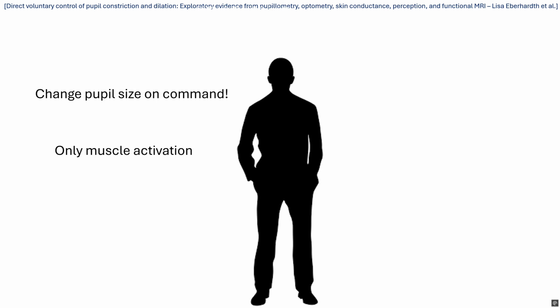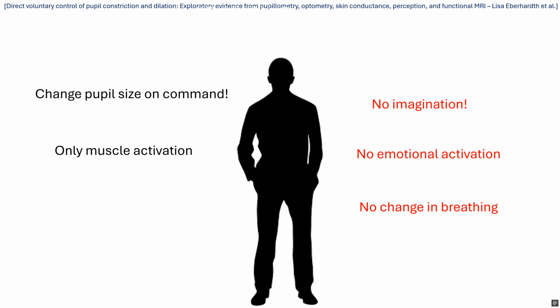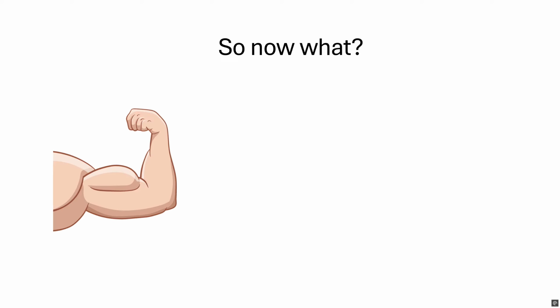Specifically, he stated not to use the imagination of brightness or other stimulation, not to self-induce emotional activation or mental effort, or to change the way he breathes. So, what's the honest answer? Can you train to widen or shrink your pupils at will? If that means direct, precise, muscle-like control, then usually no.